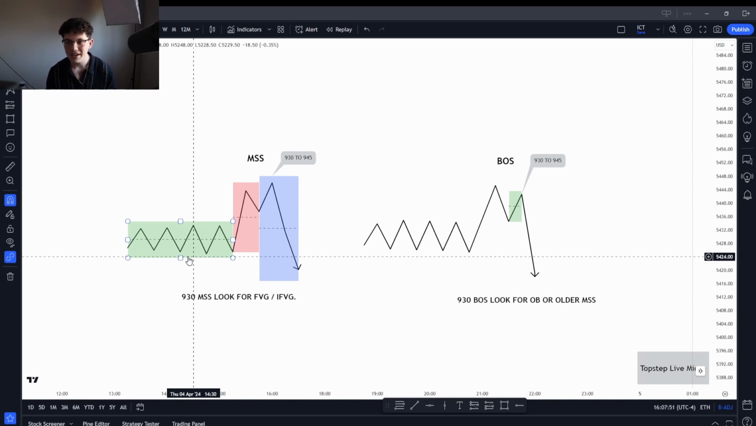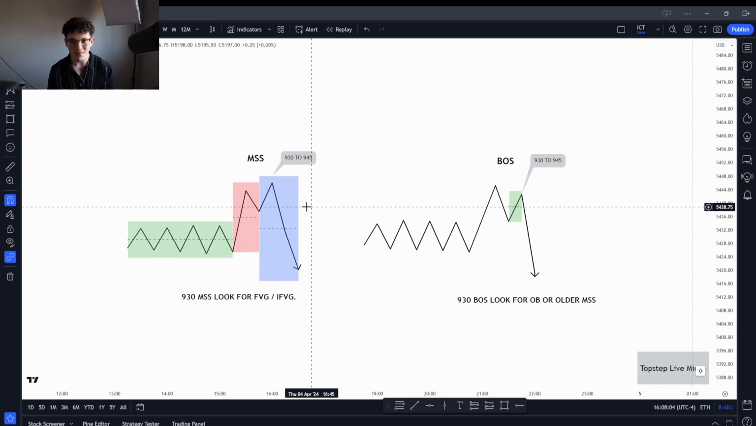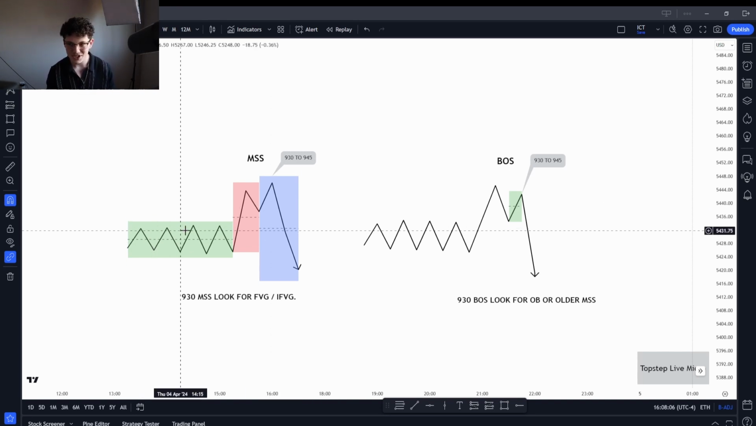Power of 3 couples with the 9:30 Judas, because equities open at 9:30. 9:30 is a Judas. 9:30 is manipulation. What comes before distribution? Manipulation. All right, so it's very simple. Write this down. Asian range, consolidation.